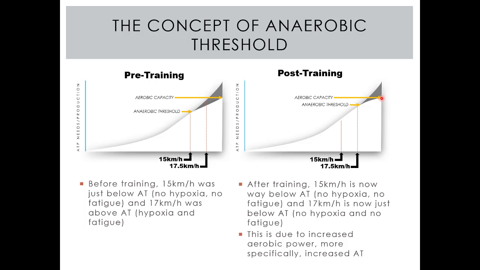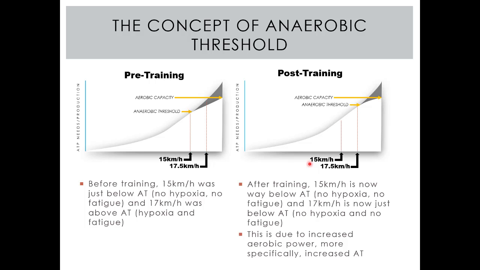But what did change over those 2 years of training? The other factor of aerobic power, anaerobic threshold. As you see here, anaerobic threshold improved across 2 years of endurance training. So now the former average run pace of 15 kilometers per hour is way below his new anaerobic threshold and is too quote unquote easy.